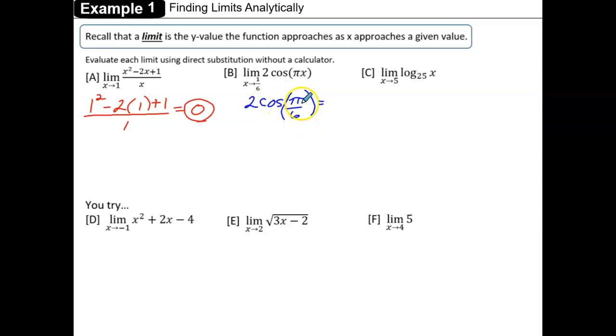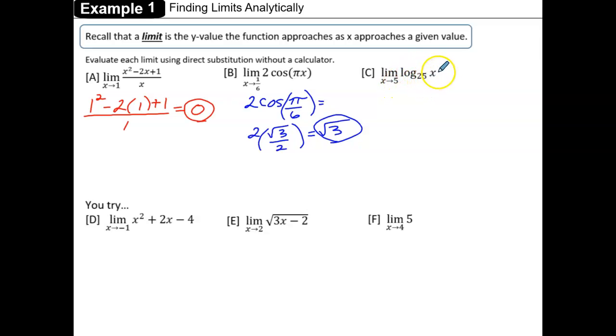And if you recall from what we learned about the unit circle, the cosine of pi over 6 is the x coordinate of the angle in the unit circle that measures pi over 6 radians, and that would be equal to square root of 3 over 2. So we have 2 times the square root of 3 over 2, and the 2's cancel, making the limit the square root of 3.